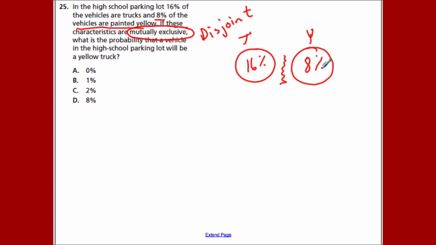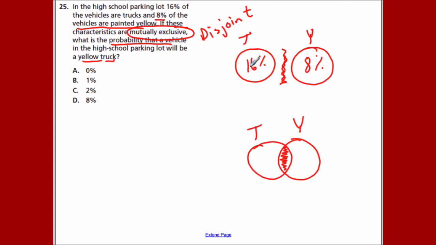Now I know they're mutually exclusive, or 2 separate events. In other words, there are no trucks that are yellow, as opposed to not being mutually exclusive, where you get this kind of scenario. Here's trucks, here's yellow. You might get some yellow trucks, but that would mean we have overlap. And these events are disjoint, or mutually exclusive. So the question was, what is the probability that a vehicle is a yellow truck? There is no yellow truck because they are 2 separate things. All the trucks are not yellow and all the yellow vehicles are not trucks. So we are left with 0%, no overlap. So A would be our best answer for question number 25.